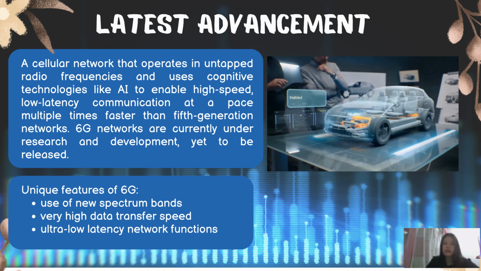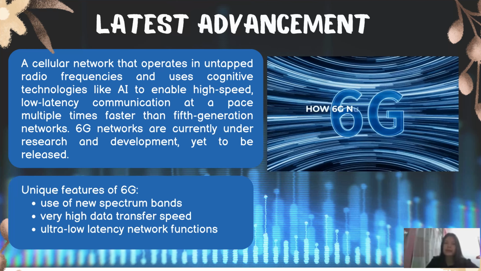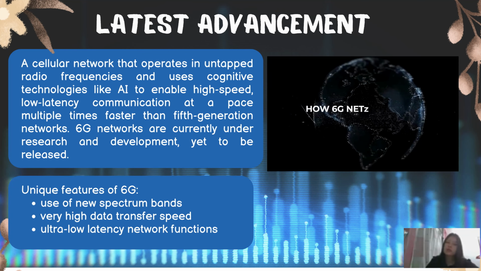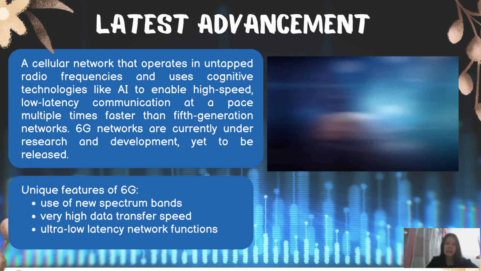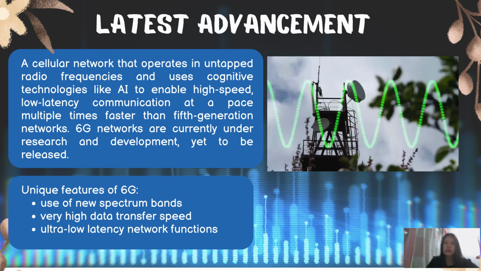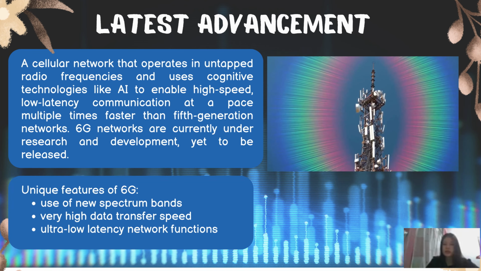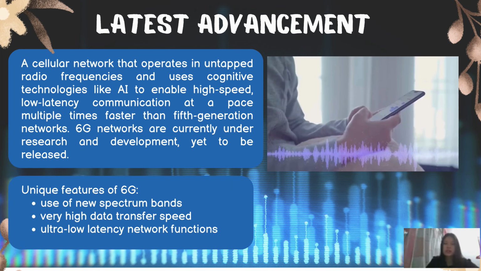There are some unique features of 6G, which are the use of new spectrum, very high data transfer speeds, ultra-low latency network functions, and some more. Compared to 5G, 6G will use higher frequency. 6G uses a broad spectrum, including new spectral ranges of up to terahertz.